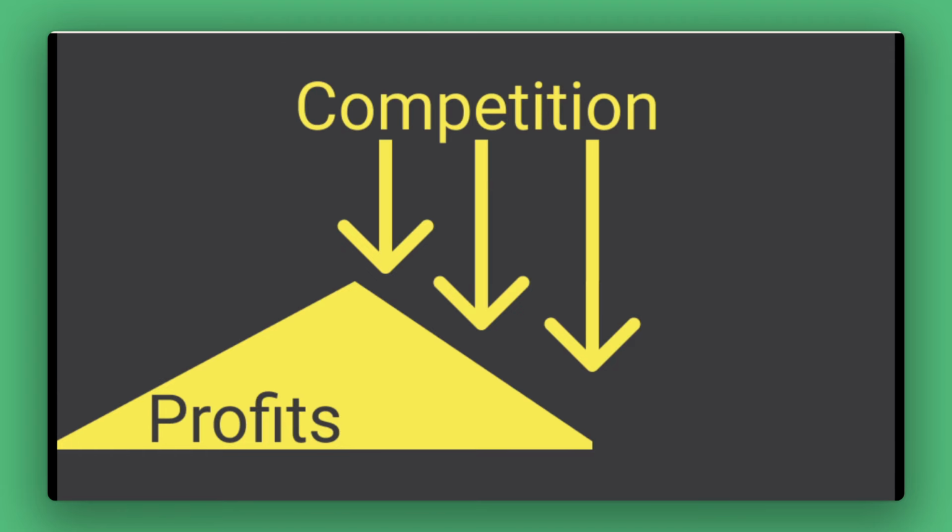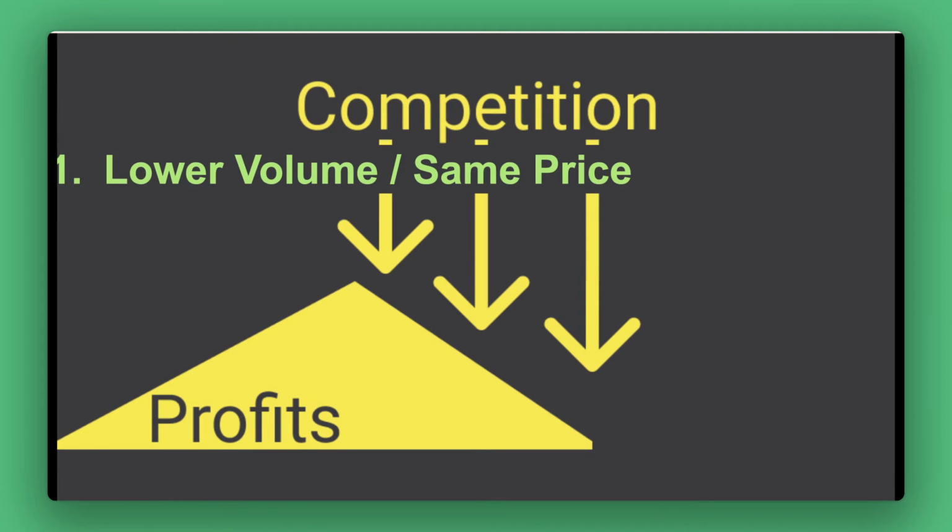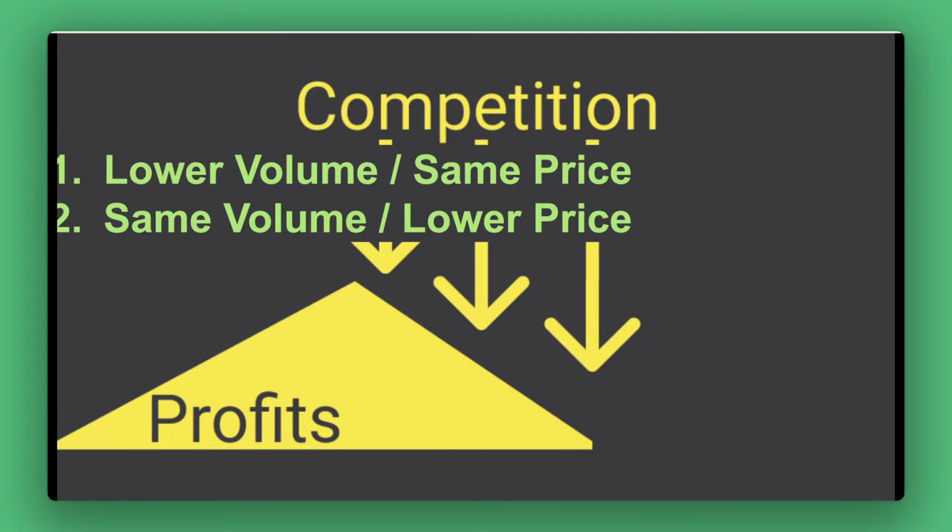Now, one of two things is going to happen if you don't have a moat. Either you're going to sell less lemonade at the same price because she's right there selling it, or you're going to sell the same amount of lemonade, but to compensate for that competition, you're going to lower the price. So let's see what that would look like.